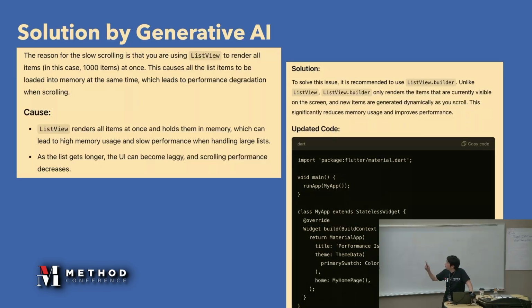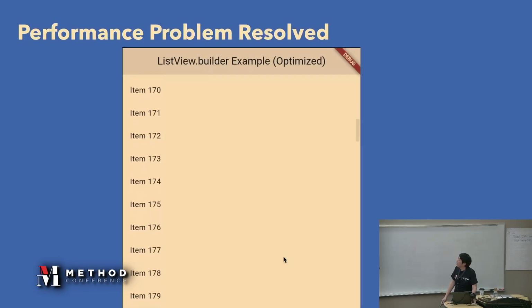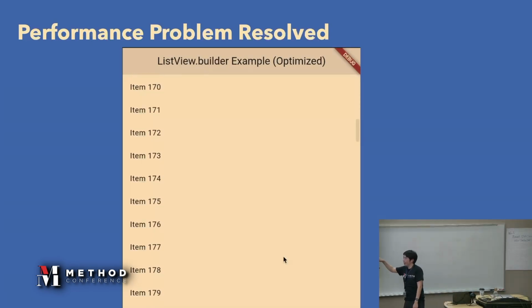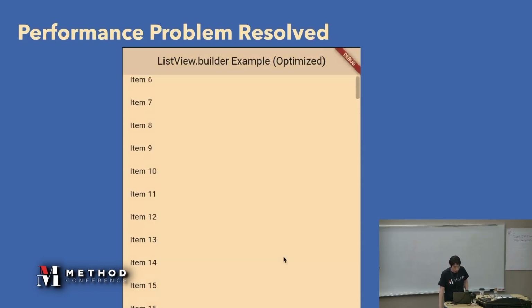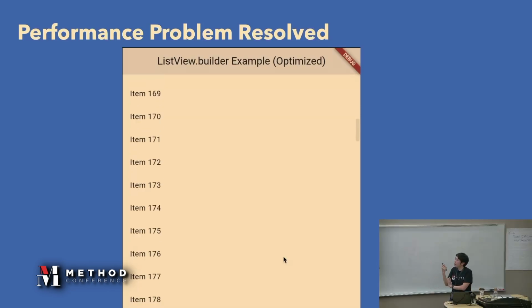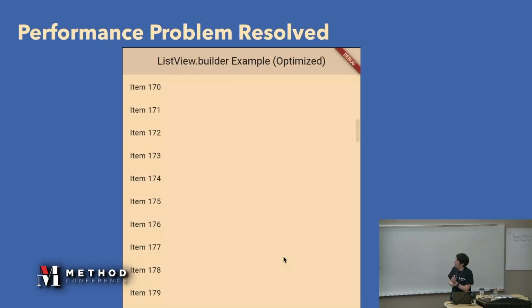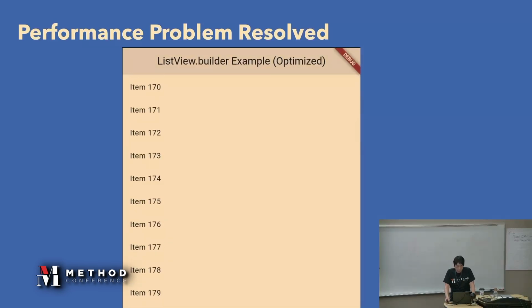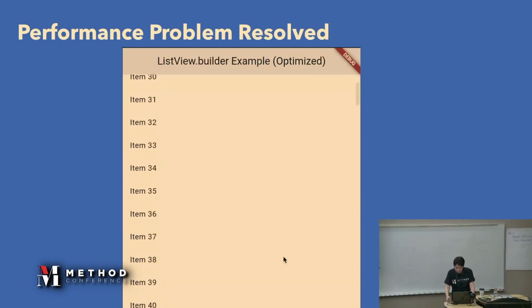Okay, let's follow this advice by generative AI. And after that, the performance would be faster compared to before. Like this, we can analyze our app's performance and improve it. So we can utilize generative AI to improve our app's performance.